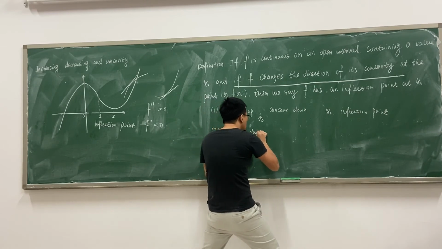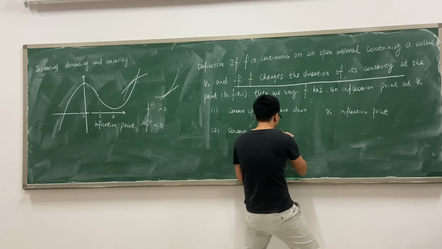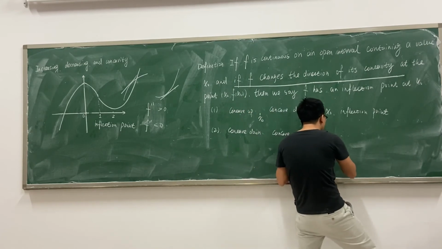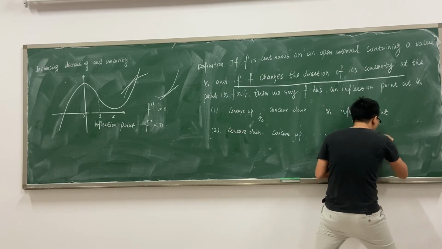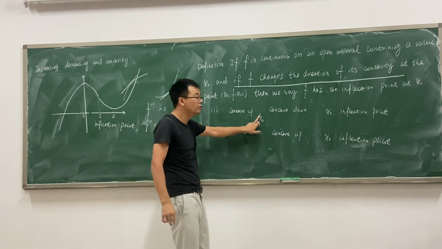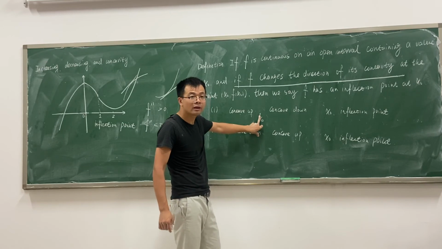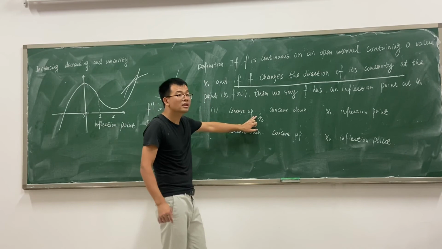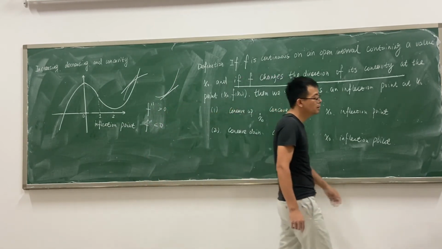And the second case is on the left is concave down, and on the right is concave up. Then we also say x0 is an inflection point. So here it means at this point it changes the direction of its concavity. So this is the definition.